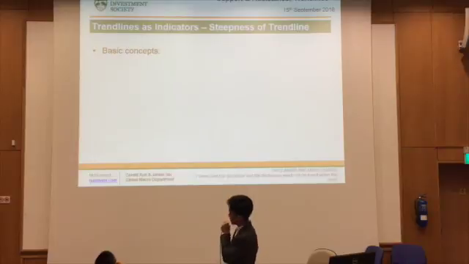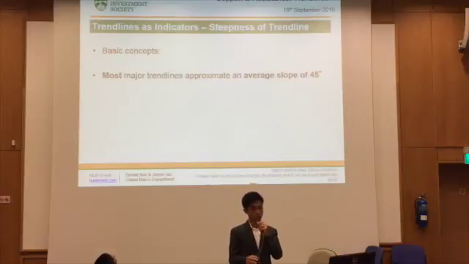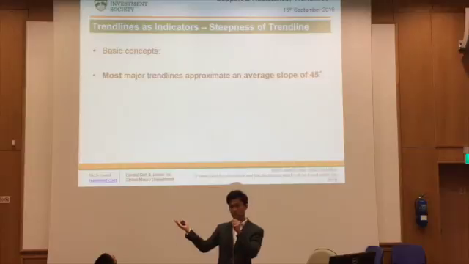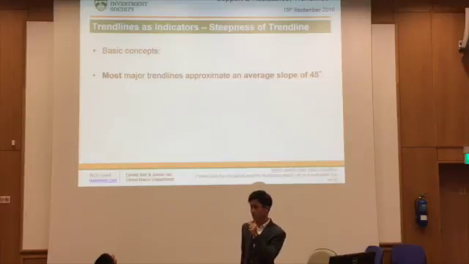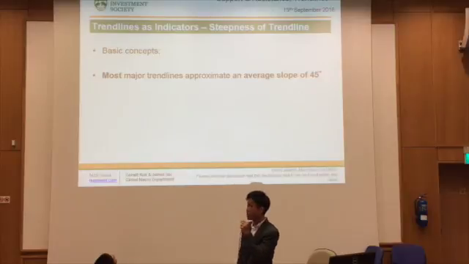Now, the steepness of the trend line. A rule of thumb, not strictly, is that the major trend lines tend to approximate an average of 45 degrees, just like an inclined plane. Not all of them do, so it's just a basic rule of thumb.